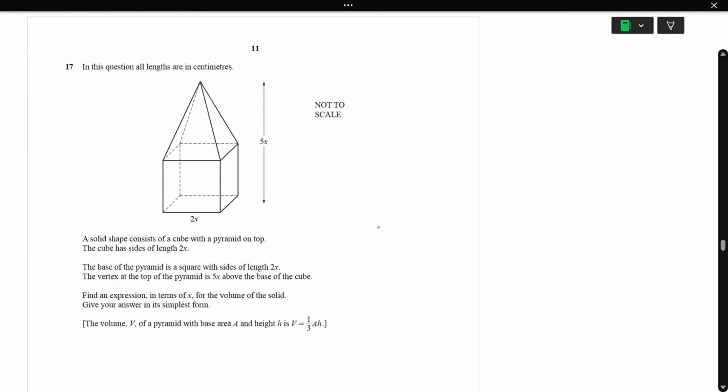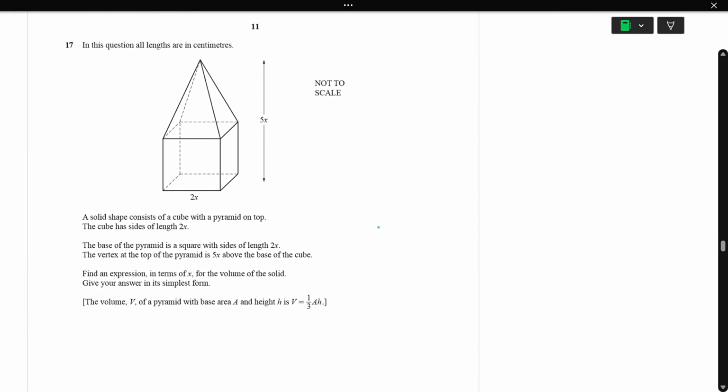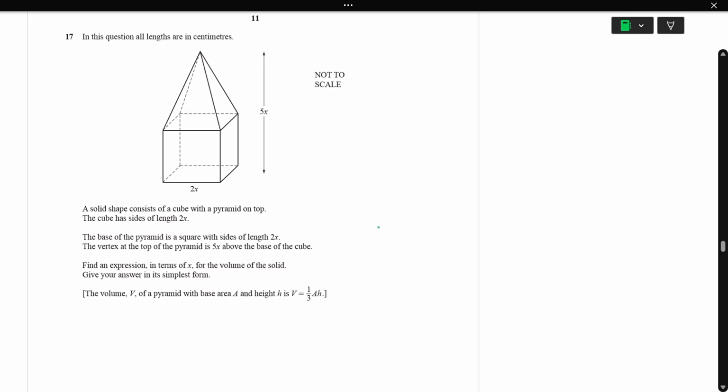Next question 17. In this question, all the lengths are in centimeters. A solid shape consists of a cube with a pyramid on top. The cube has a side of 2x, and the base of the pyramid is 2x. The pyramid here, the base is 2x, and total height is 5x.